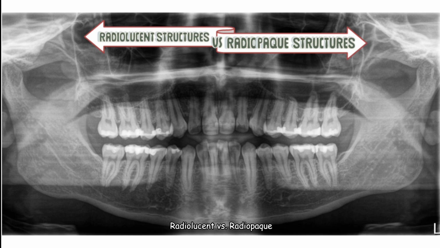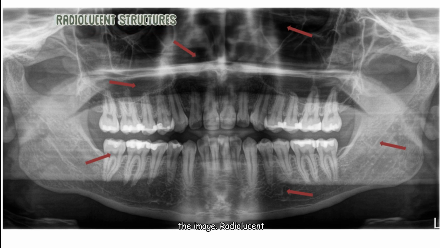Radiolucent versus radiopaque structures. Dental radiographs are essentially shadows cast by X-rays passing through different structures in the mouth. The varying densities of these structures determine how much radiation is absorbed, resulting in areas of varying darkness on the image. Radiolucent structures appear dark or black on the radiograph because they allow X-rays to pass through them relatively easily. Examples include air spaces, sinuses, nasal fossa, and the airway, soft tissues, muscles, fat, and nerves, pathological lesions, cysts, abscess, and tumors.